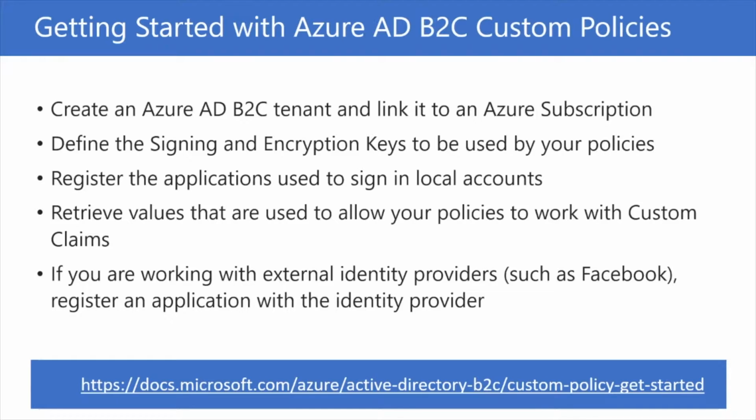And finally, not part of this example, but if your policy works with external identity providers like Facebook, Twitter, Google, etc., you're going to need to register your Azure AD B2C instance with those identity providers and then use the values that those identity providers give you to configure your policy to work with them. Basically, you need to tell them about your policy. You need to tell your policy about them.